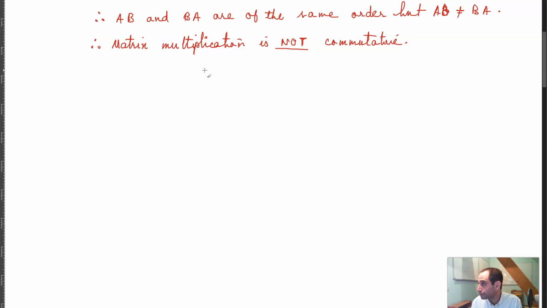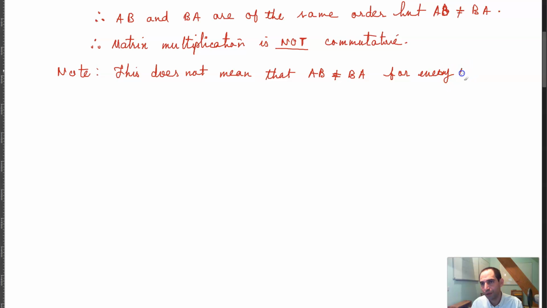Okay, so now the note that we have here says that this does not mean that AB is not equal to BA for every pair of matrices A and B for which AB and BA are defined, right? Are defined.